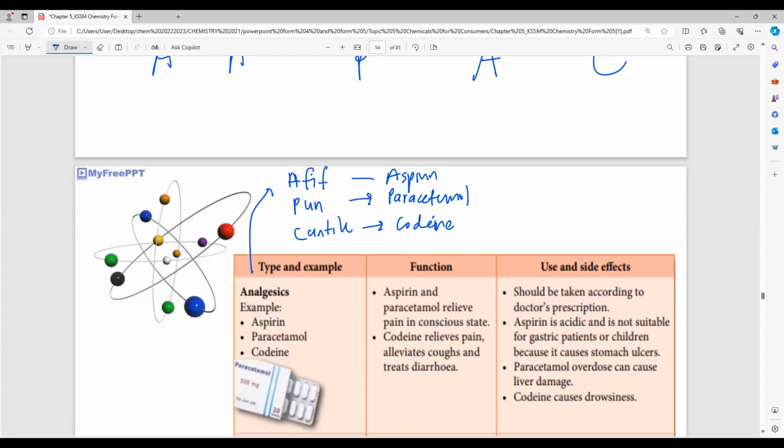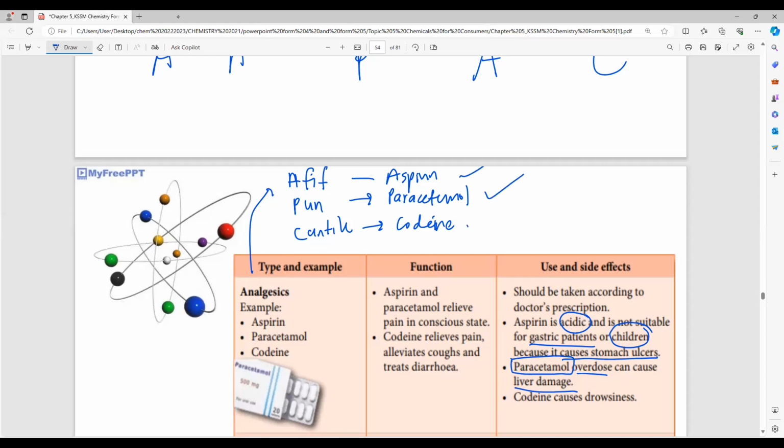Aspirin and paracetamol relieve pain in a conscious state. Aspirin is acidic, and they like to ask about it in exams. Aspirin cannot be taken by gastric patients or children, and they will ask you why. Because it will give you stomach ulcers. So people with gastric problems must take paracetamol. But paracetamol is also not good, because if you overdose it, it will give you liver damage. So that's aspirin, that's paracetamol.